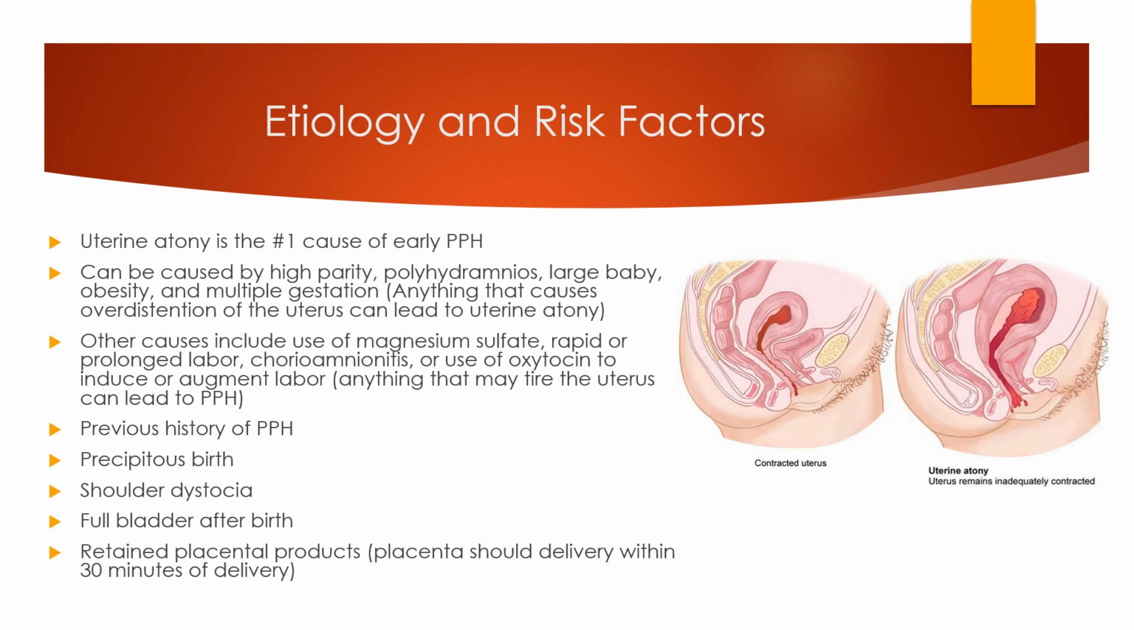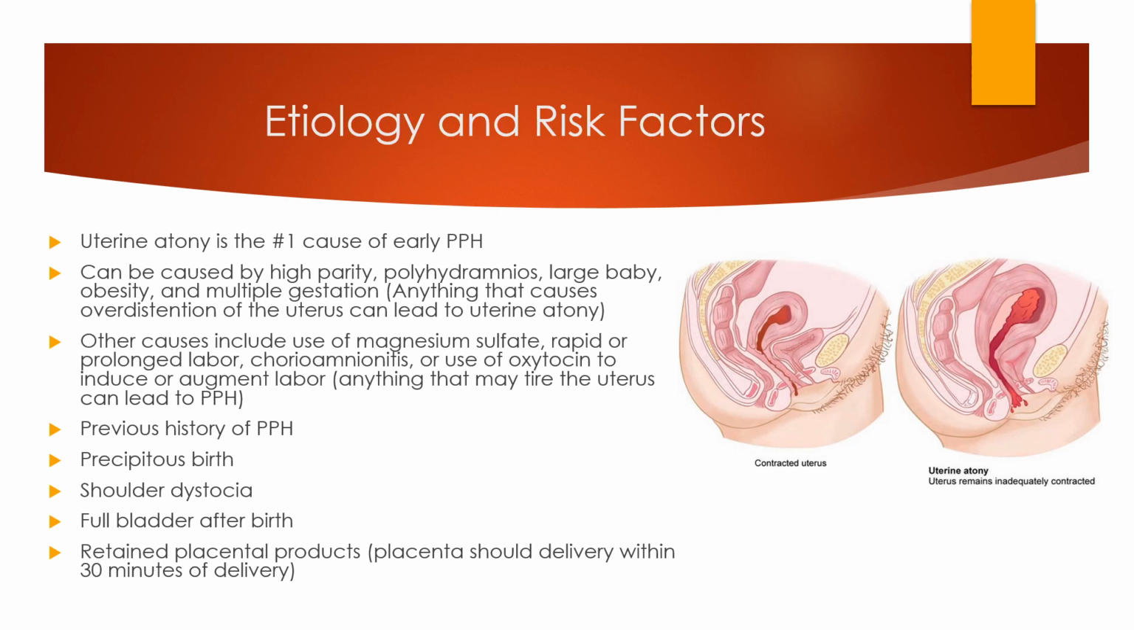Etiology and risk factors include uterine atony. A few minutes ago, I mentioned uterine atony, and you have to think about this as an atonic uterus. The uterus is not able to contract as it should. You need to know this for exams, that it is the number one reason.